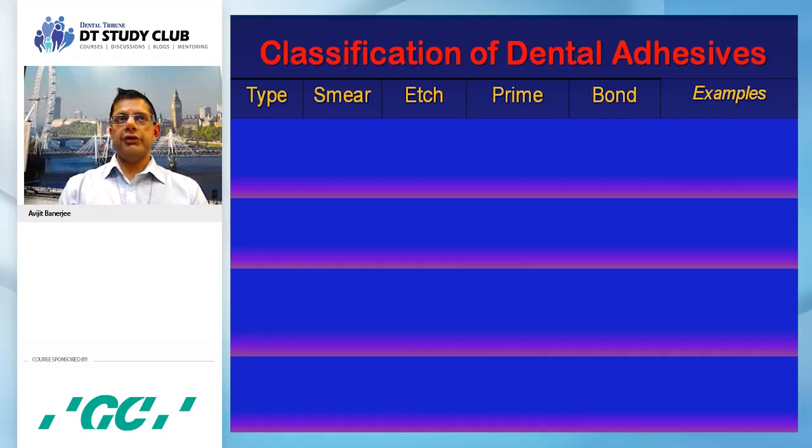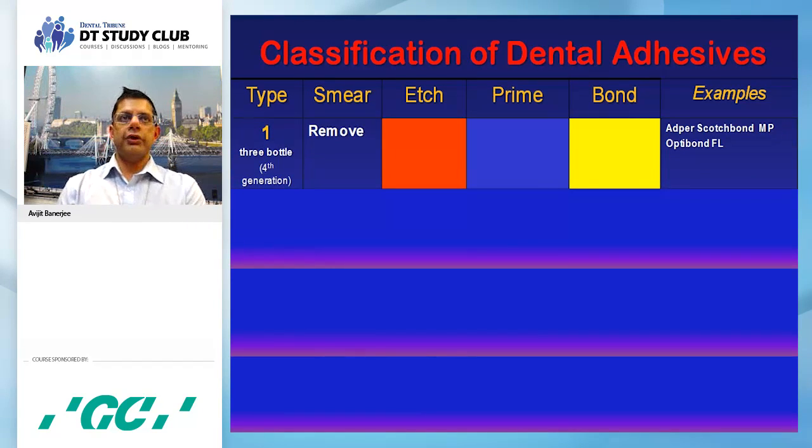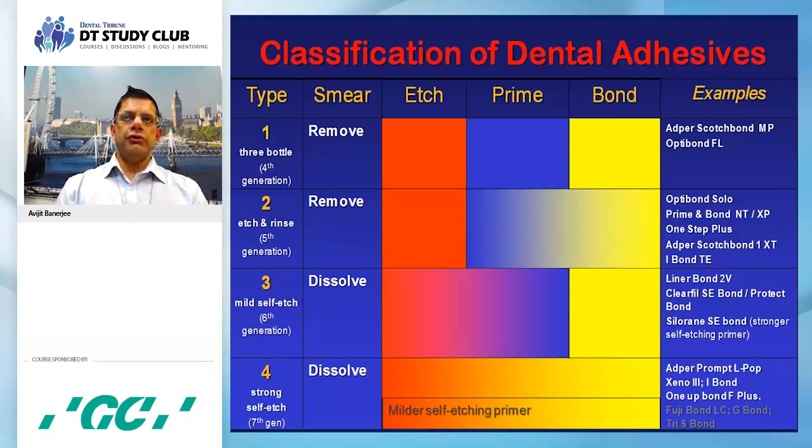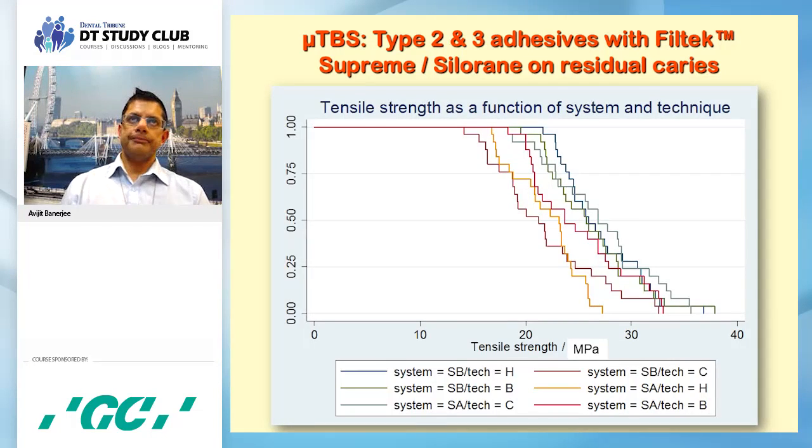We need to talk about dental adhesives, bonding agents, and there are 4 types, 4 classifications, types 1, 2, 3, and 4. These all depend on whether you're using 37% orthophosphoric acid as an acid etch initially, as in types 1 and 2, or whether you're using self-etching primers, either milder ones in type 3 or stronger ones in type 4. And again, understanding your histology and understanding how the chemistry of these materials work is very important in managing patients and carious tissues.